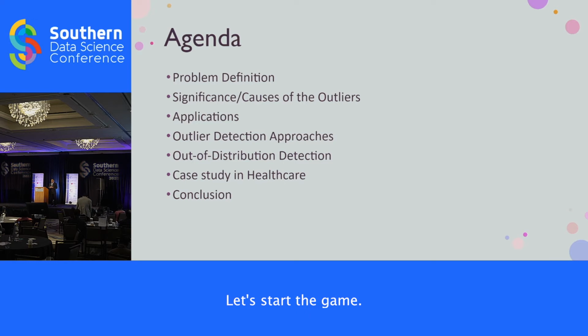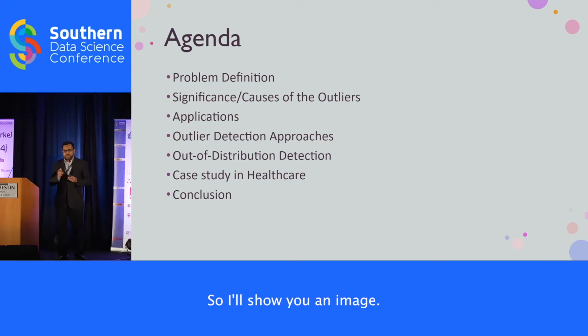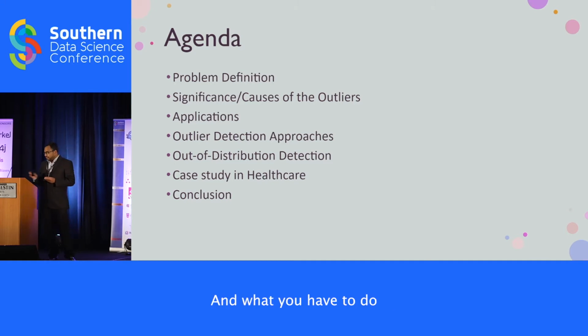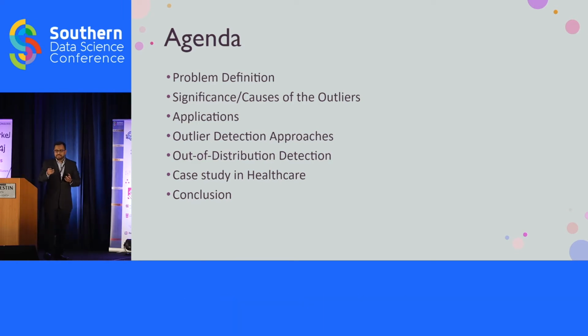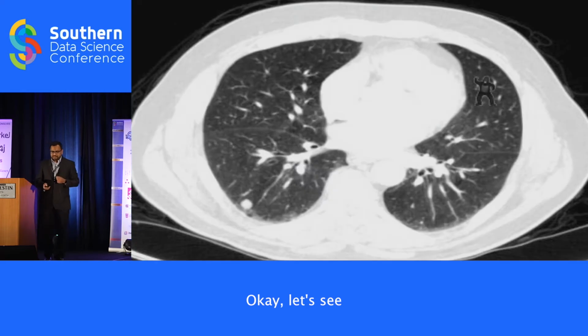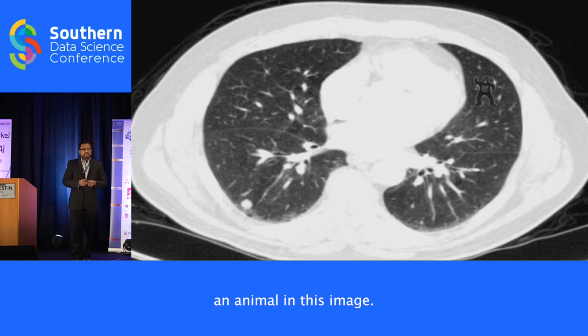Let's start with the game. I'll show you an image. It is an image of a CT scan. What you have to do is, whenever you see an animal in that image, clap your hand once like this. Are you ready? Okay, let's see. An animal in this image. Okay, we get a few claps.